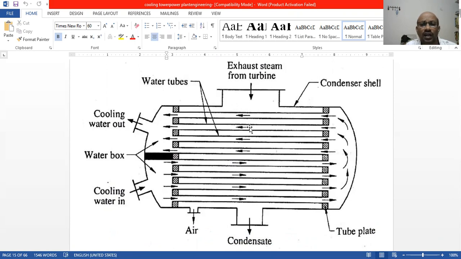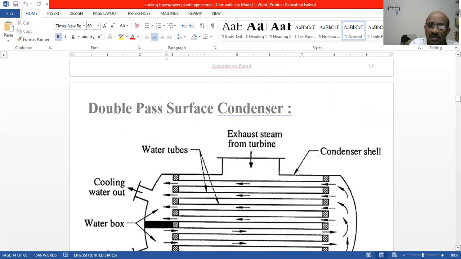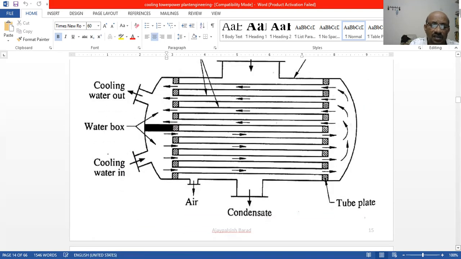Okay. Another one: exhaust steam from the turbine, same, but the arrangement is different. Here a number of tubes will be there, water in, water out, and condensate is coming. It enters into the condenser shell, and tubular plates will be there. But the efficiency is more in this type of condenser, the double pass surface condenser. Okay.